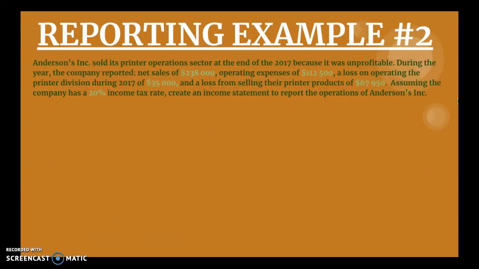For the final question, assume Anderson's Incorporated sold its printer operations sector at the end of 2017 because it was unprofitable. During the year, the company reported net sales of $238,000, operating expenses of $112,500, a loss on operating the printer division during 2017 of $35,000, and a loss from selling their printer products of $67,950. Assuming the company has a 20% income tax rate, create an income statement to report the operations of Anderson's Incorporated.